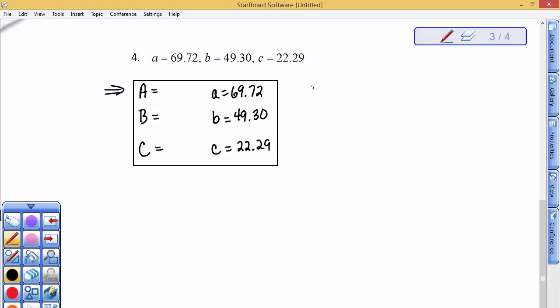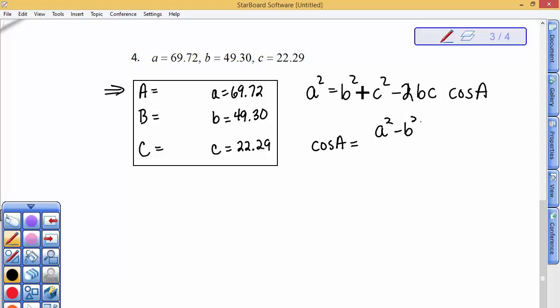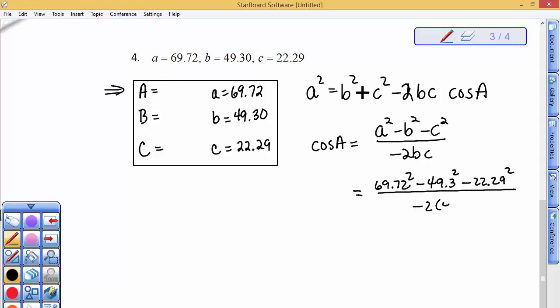So I'm going to use this version of the law of cosines. And then when I do what I did previously and rearrange this algebraically, I would find that the cosine of angle A is found by taking a squared minus b squared minus c squared, divided by negative 2 times b times c. So if you would plug in the 69.72 squared, and then the 49.3 squared, and then the 22.29 squared, all divided by negative 2 times the b value times the c value.